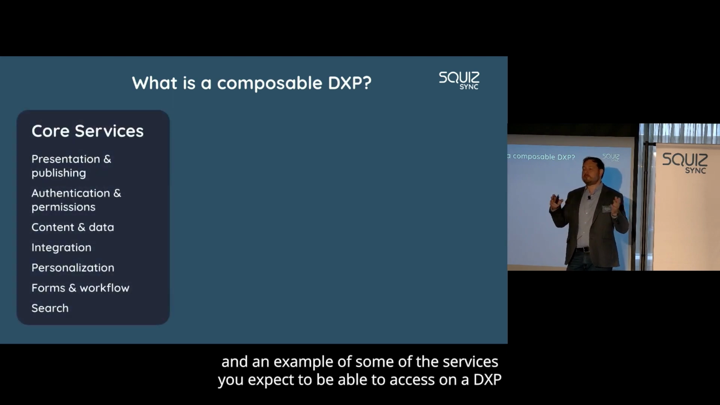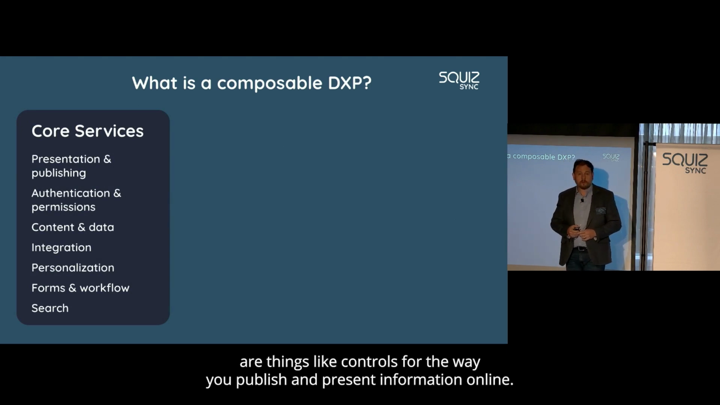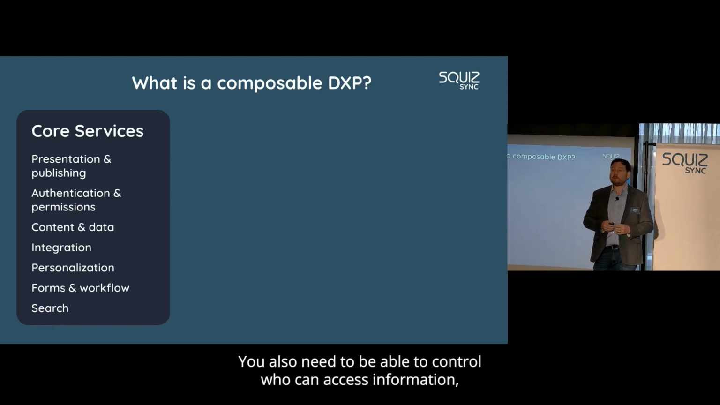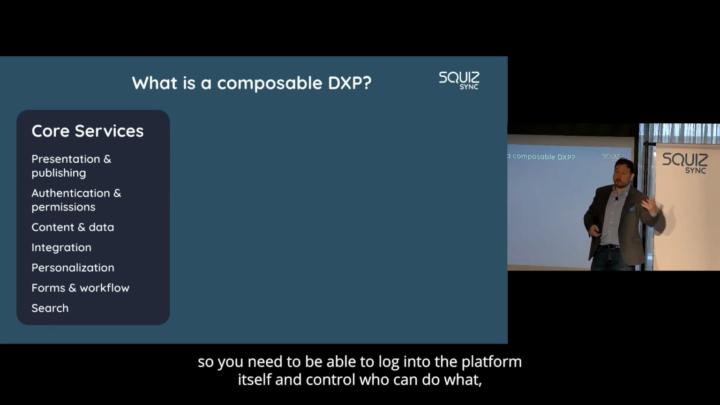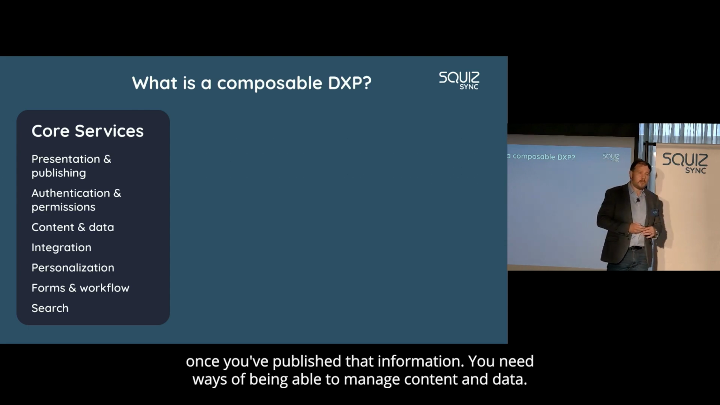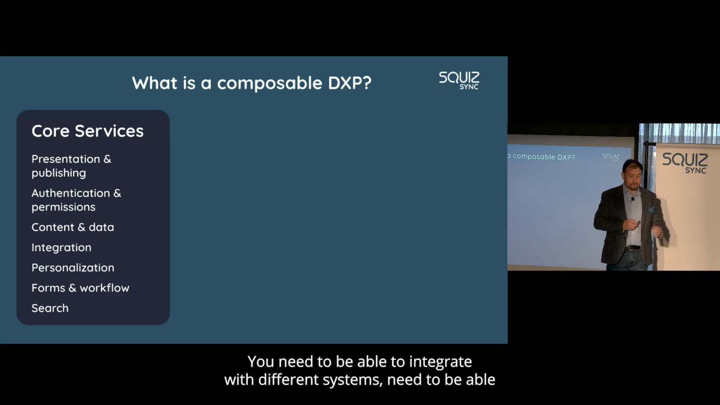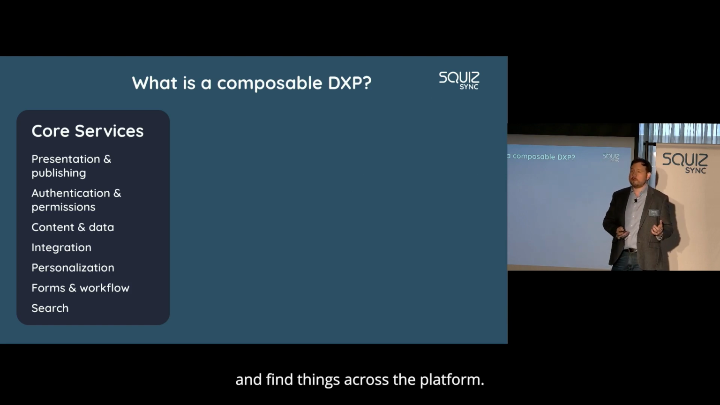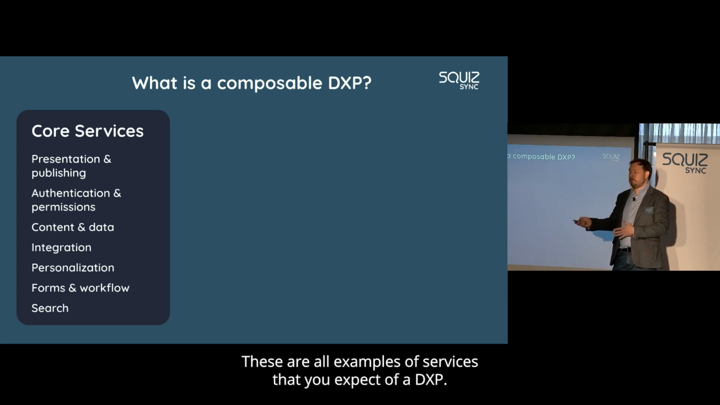And an example of some of the services you expect to be able to access on a DXP are things like controls for the way you publish and present information online. You also need to be able to control who can access information, so you need to be able to log into the platform itself and control who can do what, just as much as controlling who can see what once you've published that information. You need ways of being able to manage content and data. You need to be able to integrate with different systems, you need to be able to personalise, manage things like workflow as part of that self-service element, and find things across the platform. These are all examples of services that you expect of a DXP.